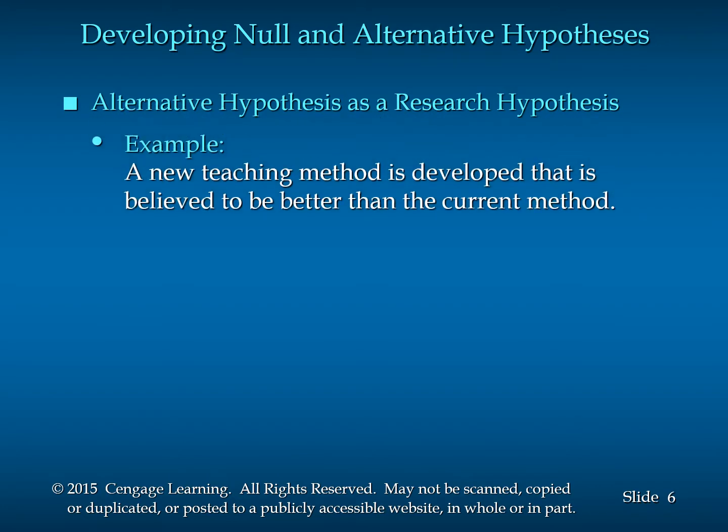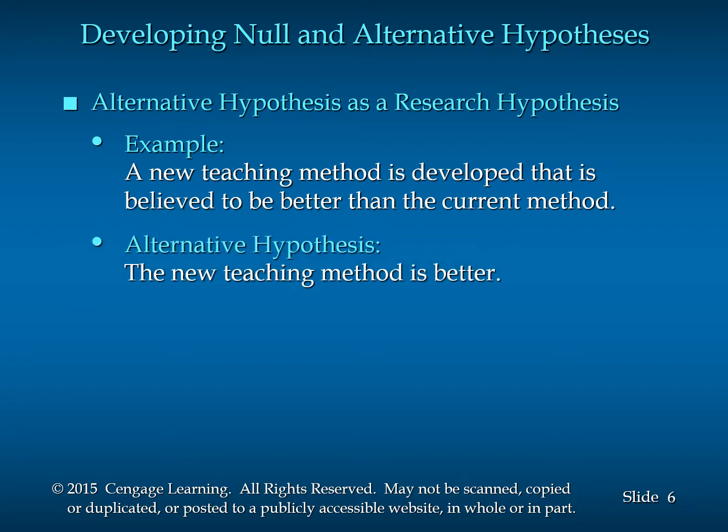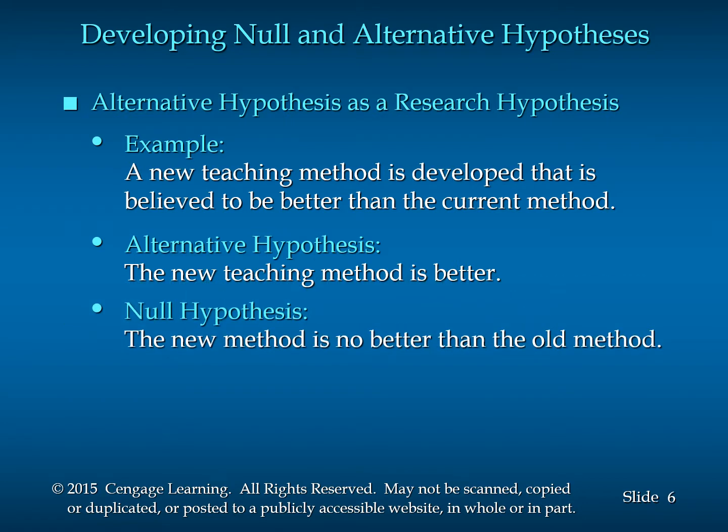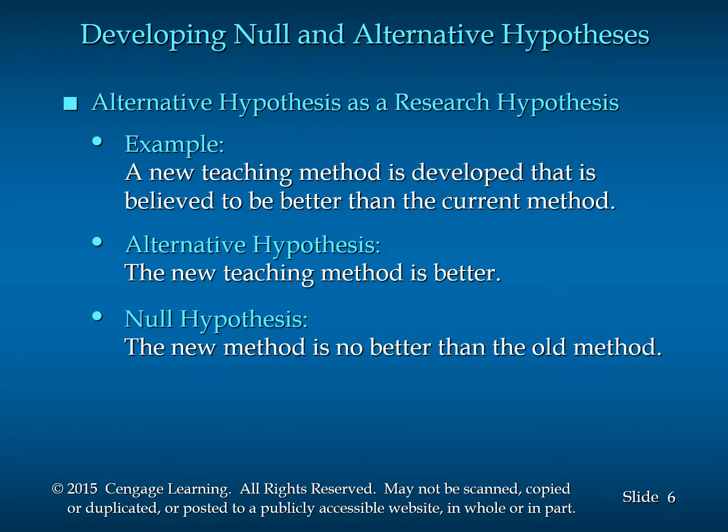For example, we are trying to prove that a new method is better. Therefore, the alternative hypothesis would be the new teaching method is better. And the null hypothesis would be that the new teaching method is no better than the old method.